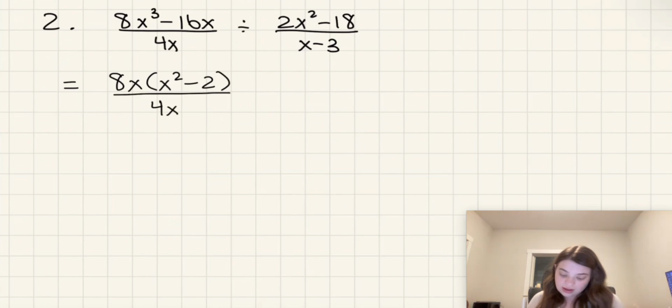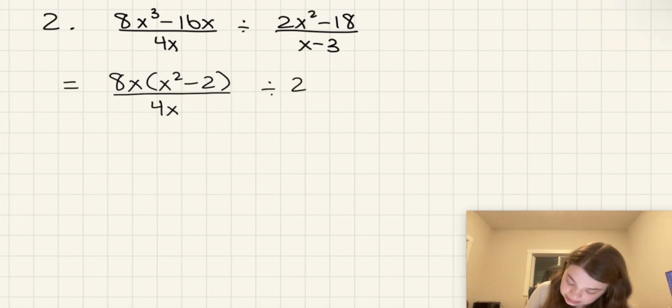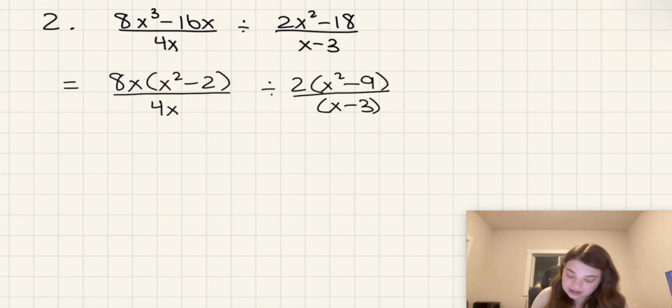Okay, then for the next one, I'm going to common factor out a 2. So we're going to get 2 times x squared minus 9, like that. The x squared minus 2, we actually can't factor further because 2 is not a perfect square. If we were to try to factor it further, we would end up getting square root of 2 plus and minus square root of 2. However, x squared minus 9 is a difference of squares, so I am going to further factor that one.